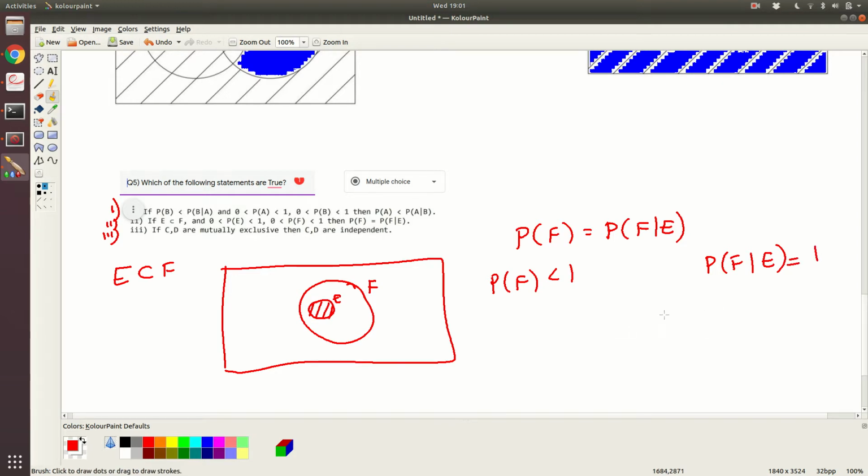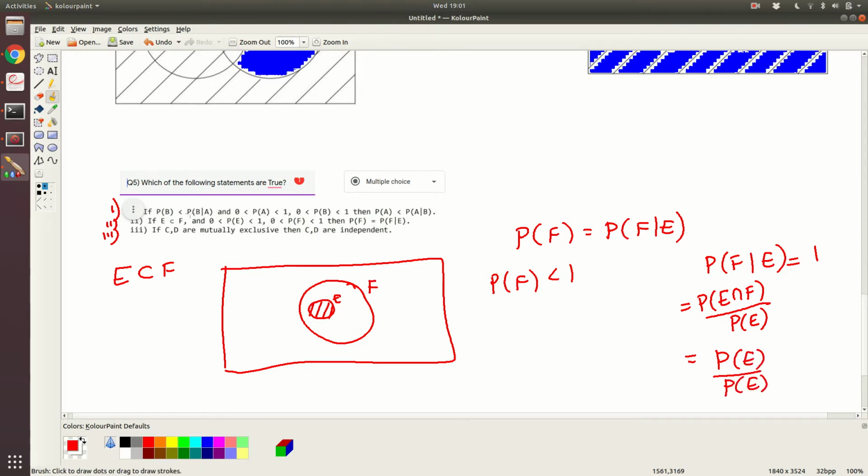Okay, if you want to see this formally, you can write the definition, which is P of E intersection F divided by P of E. What is P of E intersection F? That is nothing but P of E. So P of E divided by P of E.